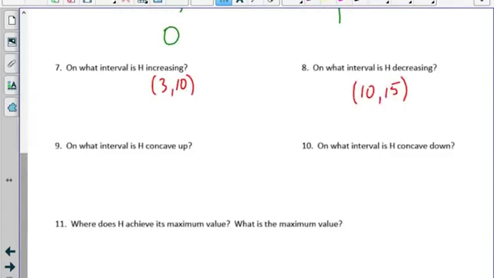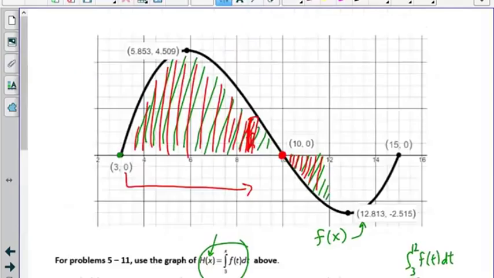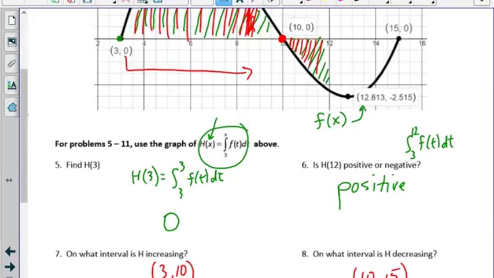If we're looking at concave up and down, real quick, let's go back to what we just did. If we have h increasing, that means h prime of x is greater than 0. So if we take the derivative of the integral, what is the derivative of the integral? The derivative of the integral is the actual function. So h prime is basically the same thing as f of x.